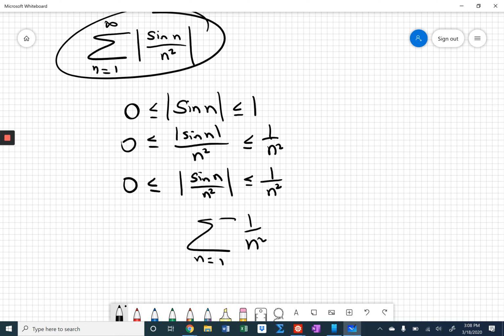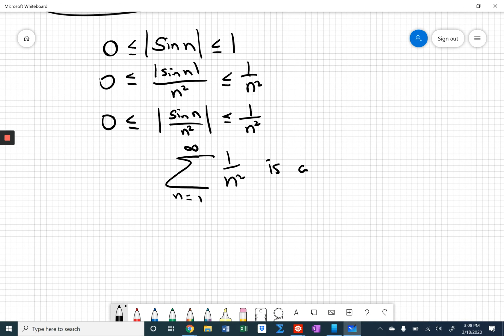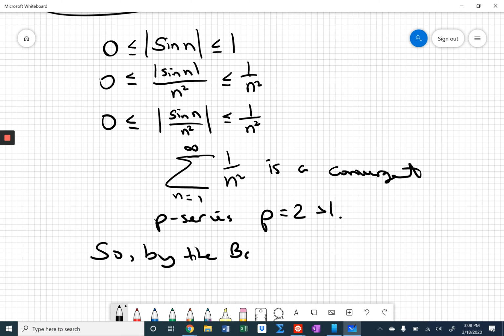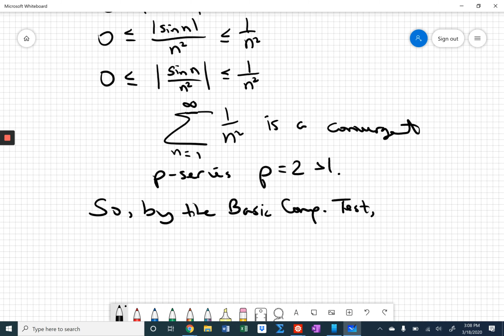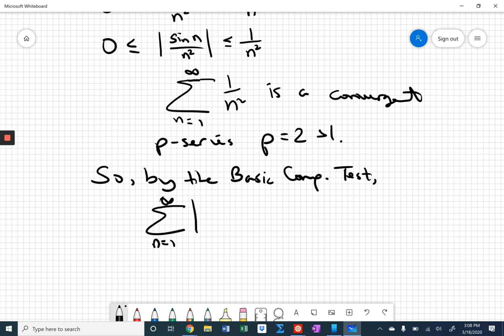And so we know this is a convergent p-series with p equal to 2, which is bigger than 1. And so by the basic comparison test, some other books use a different name for the basic comparison test, but that's what our book uses, so that's what I'm using. Then the series is also going to converge. The series sum from n equals 1 to infinity of the absolute value of sine of n over n squared is going to converge.